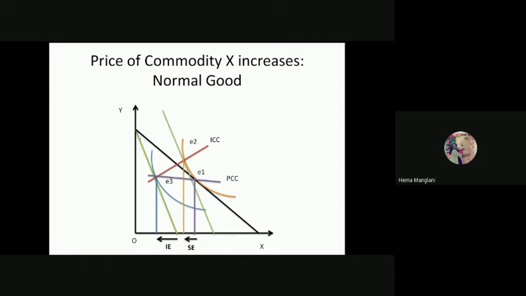Now exactly what is happening? Here the consumer is at the E2 point, and from E2 they are reaching this E3 point. Their real income is declining. Whenever real income is declining, like what we have today, with COVID-19 and such a pandemic going on in the world economy, every country is trying to increase or compensate the real income which is declining for a consumer.